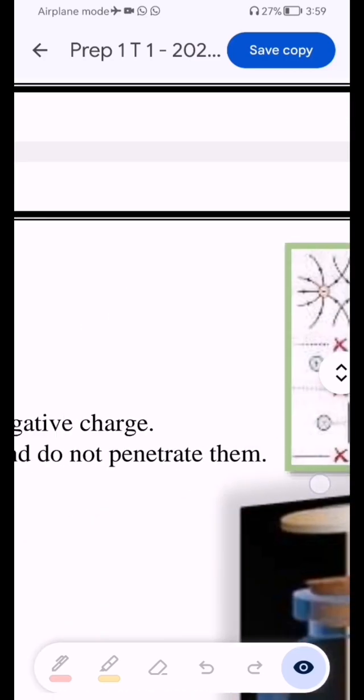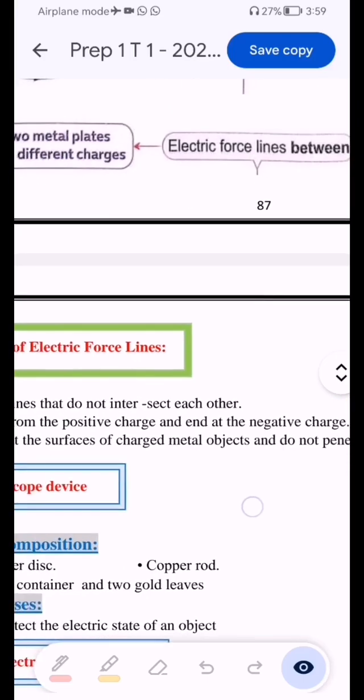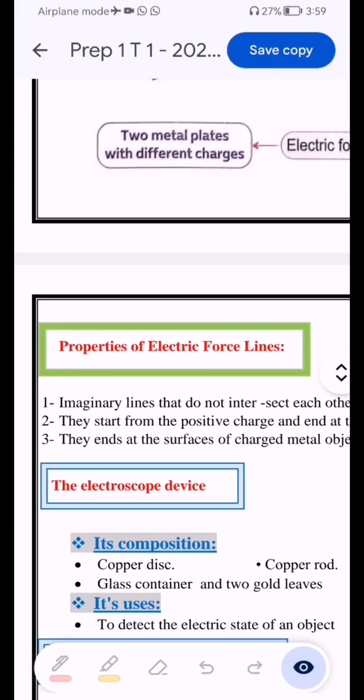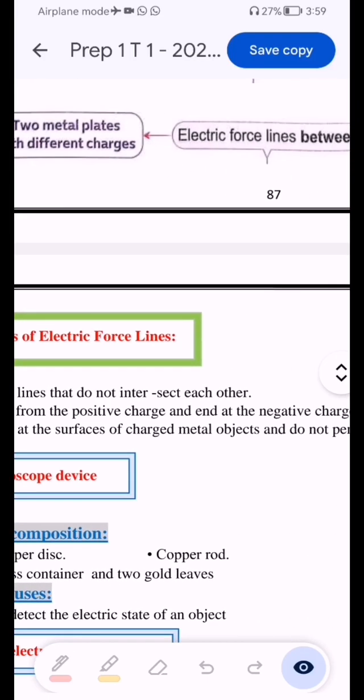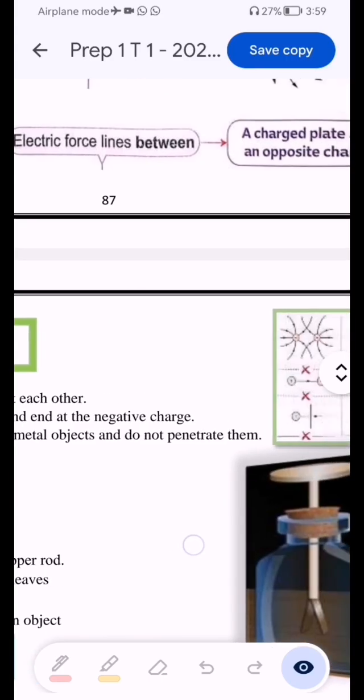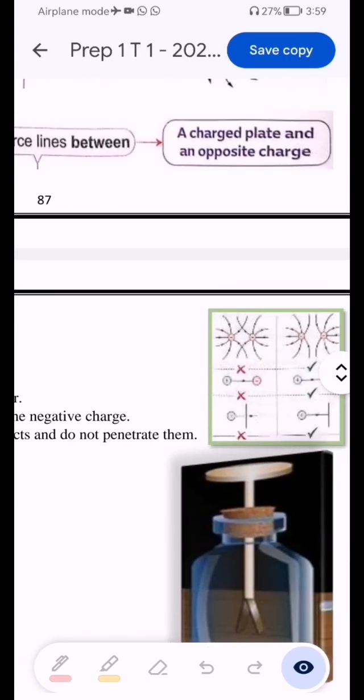Number three, the electric field lines end at the surface of a charged metal object and don't penetrate it. Okay, that means the electric field does not pass through a charged metal object's surface. Okay, but ends on it, does not penetrate it, does not pass through it. Okay.